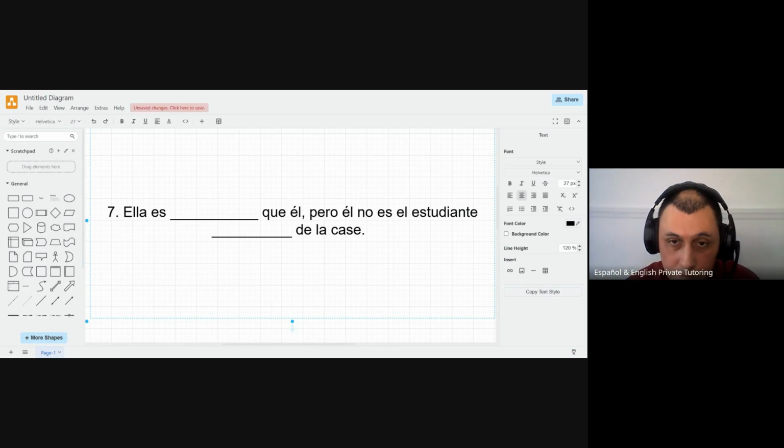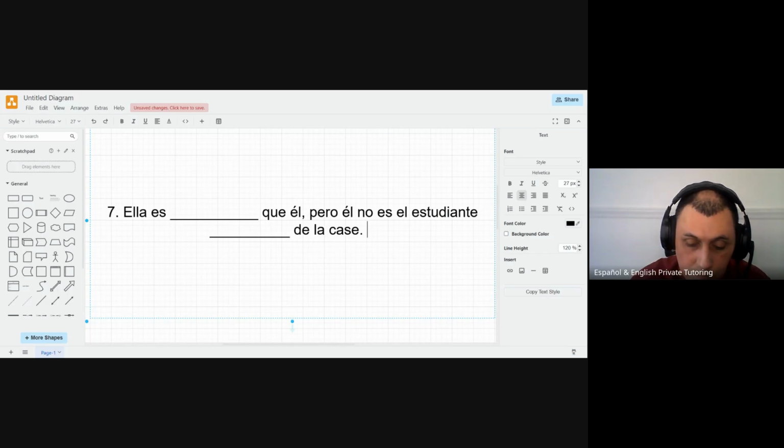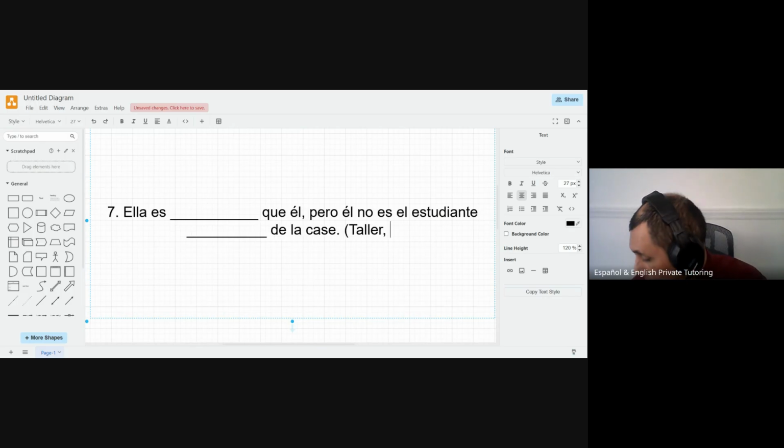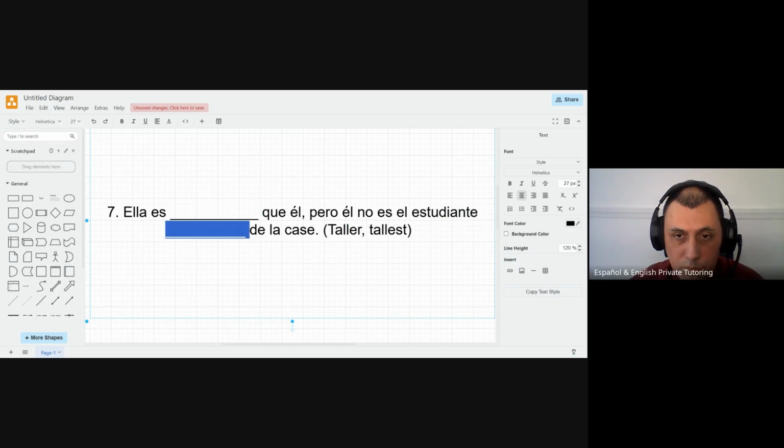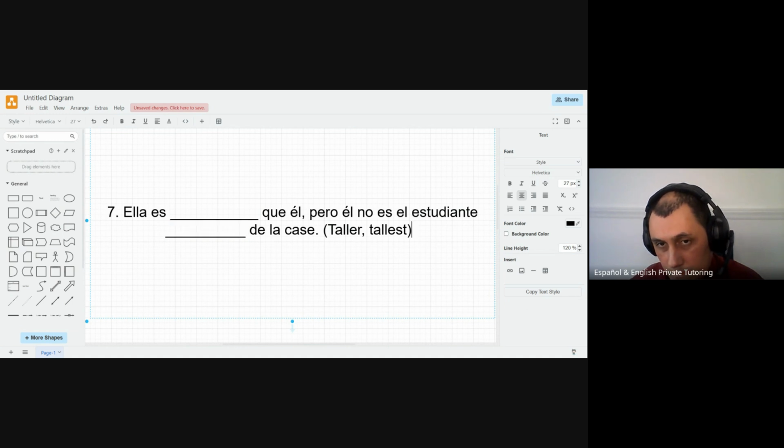And the book is asking you to use taller versus tallest. So on the first one, you are supposed to say taller. The second one, you're supposed to say tallest. Okay, come up with the answer and then try to understand the sentence in English and tell me what is wrong with the sentence.